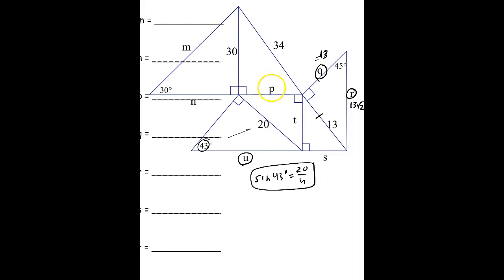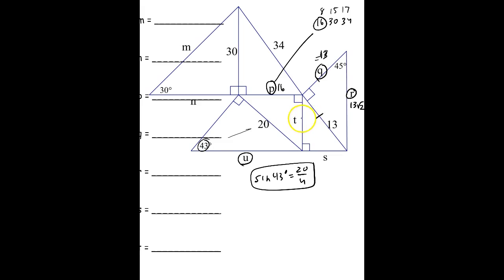If we look over here, P you can get by the Pythagorean theorem because we have a 30 and a 34. That's actually a multiple. It's an 8, 15, 17 multiple. 8, 15, 17 is a right triangle. So if I multiply those by 2, you get 16, 30, and 34. So I can tell that P is going to be 16.